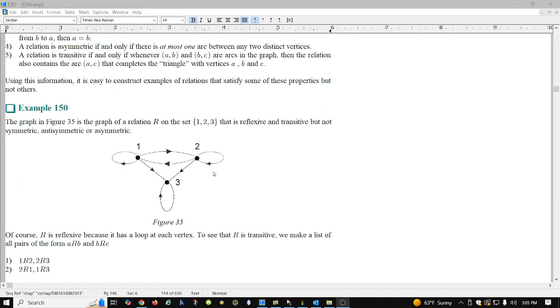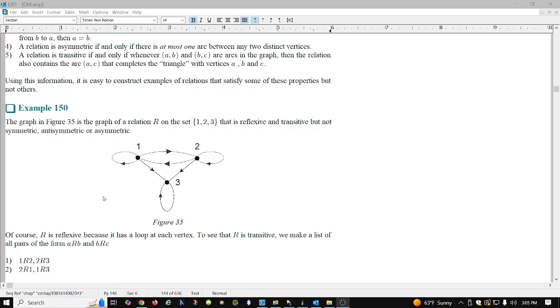This graph is the graph of a relation on the set {1, 2, 3}. It is reflexive because there's a loop at each node. It's transitive, but it is not symmetric, it's not antisymmetric, it's not asymmetric. To see that it's transitive takes a little work. Fortunately, this is a small graph. If it was a large graph, it would be very, very difficult.